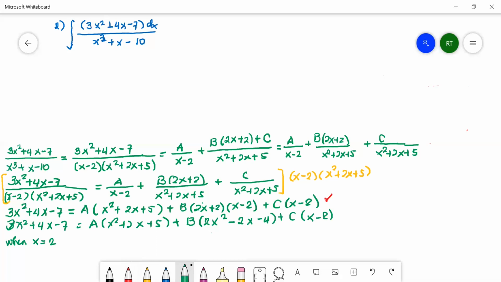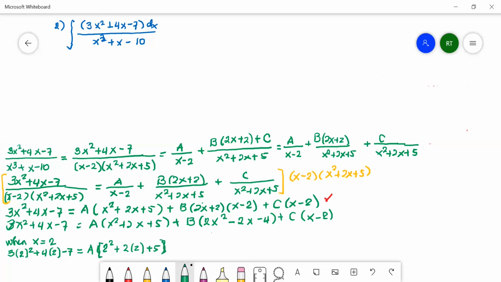Substituting x is equal to 2, the left member is 3 times 2 squared plus 4 times 2 minus 7, right? And this is equal to a times the quantity 2 squared plus 2 times 2 plus 5. Please take note that the last two terms will be 0 since we have the factor x minus 2 in each term, since 2 minus 2 is 0.